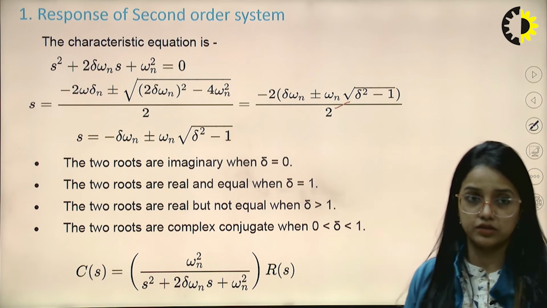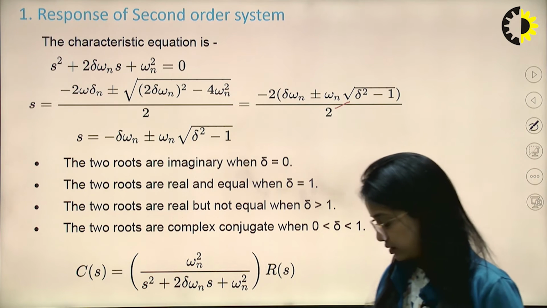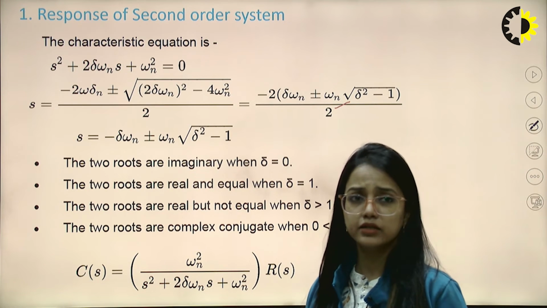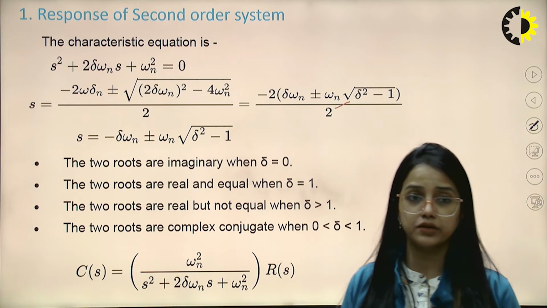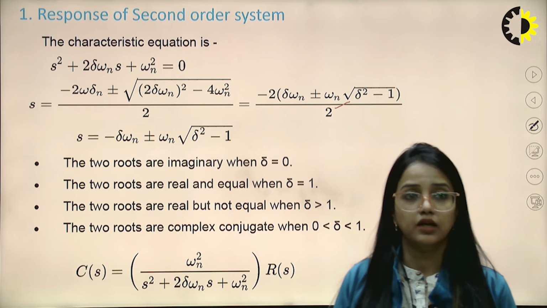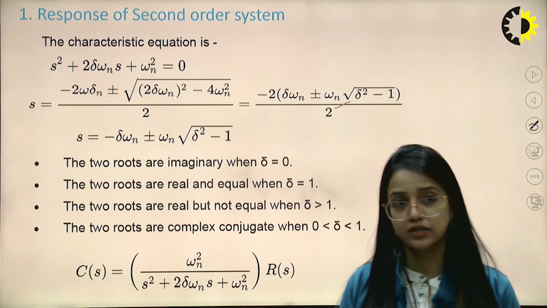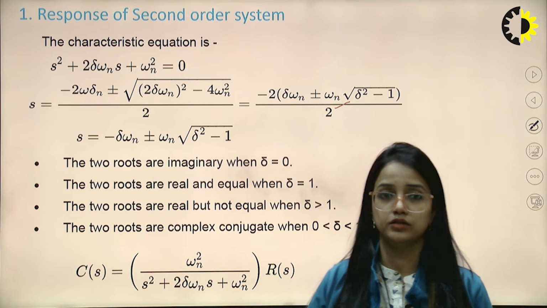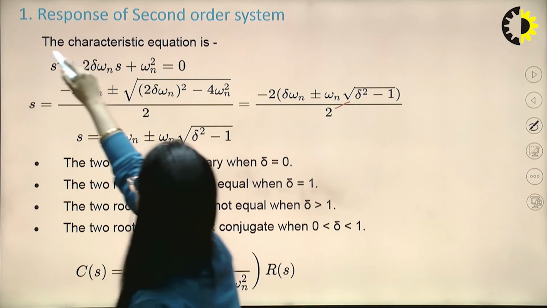Response of second order system. Now from here I can start it as, let us imagine that the characteristic equation of a second order system is s square plus 2 zeta omega n s plus omega n square. So from here and onwards we have to study what is characteristic equation.